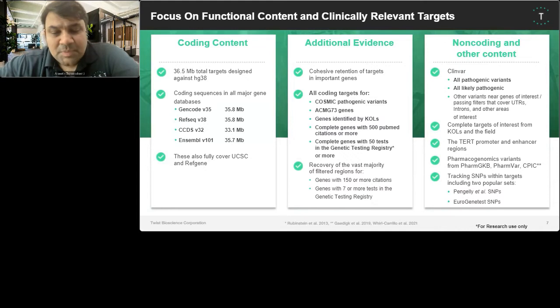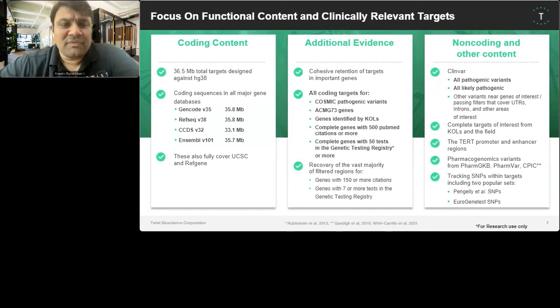With this particular strategy, we tried to retain the entire content of all these genes rather than giving preference to the off-target effects. We try to retain almost all the coding regions for these particular genes. And along with this, we also retain the vast majority of the genes that have at least 150 or more citations, or genes that are cited more than 7 times in any test in the genetic testing registry.